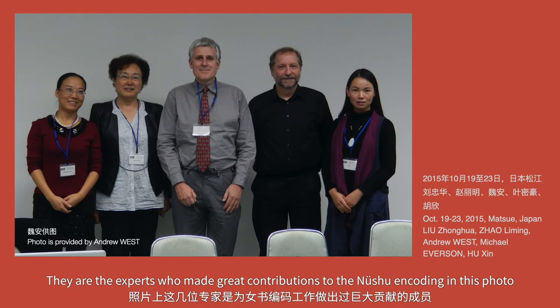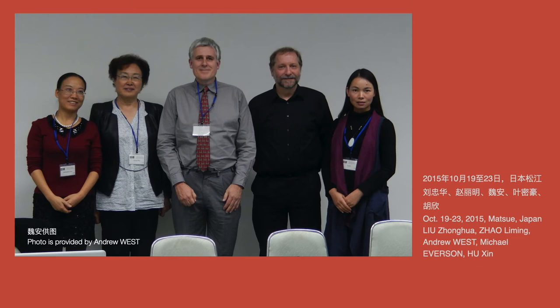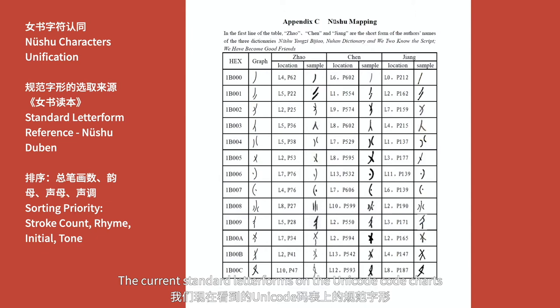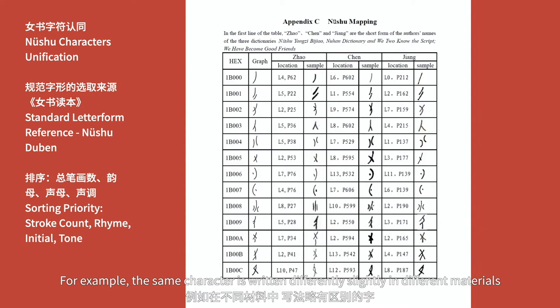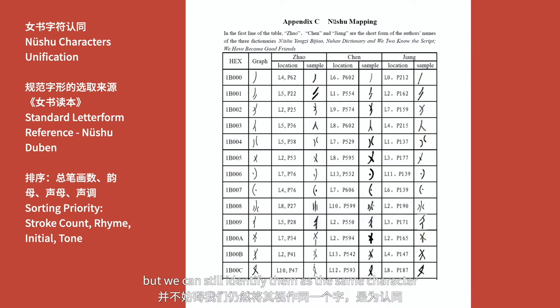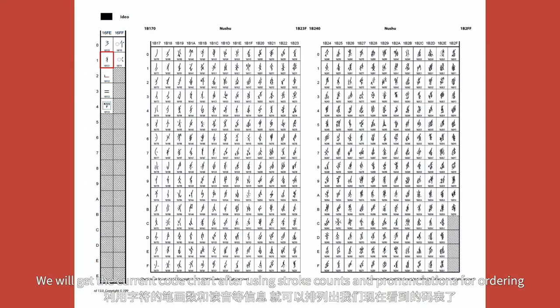They are the experts who made great contributions to the Nüshu encoding in this photo. The current standard letter fonts on the Unicode code charts are referenced mainly from Nüshu Duben, and the experts made the character unifications which were compared with other materials. For example, the same character is written slightly differently in different materials, but we can still identify them as the same character. We will get the current code chart after using stroke counts and pronunciations for ordering.